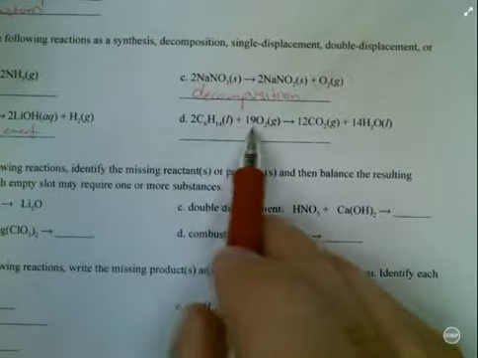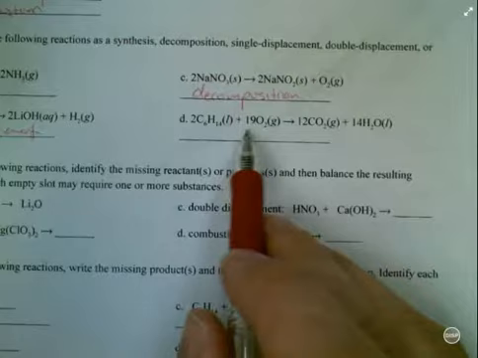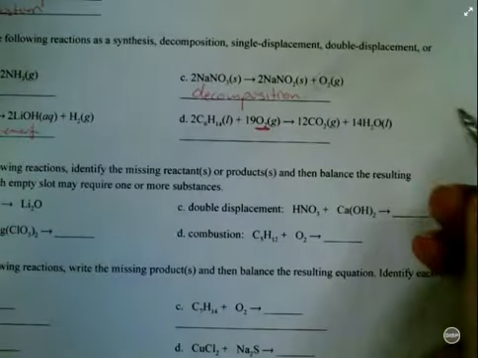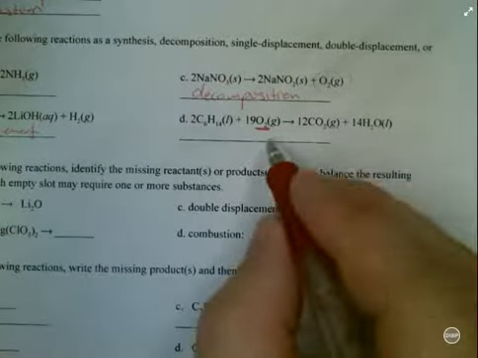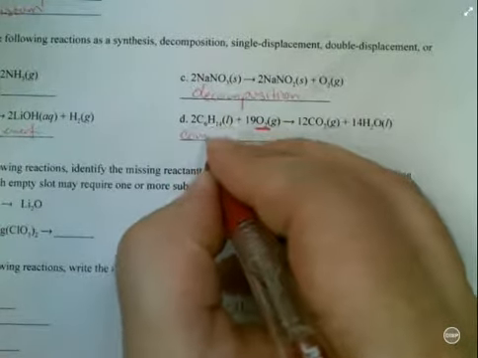Lastly, see binary, simple, and binary. Oh, but it says oxygen. That's my big Q here. This is my big Q. This is oxygen, so this is definitely combustion.